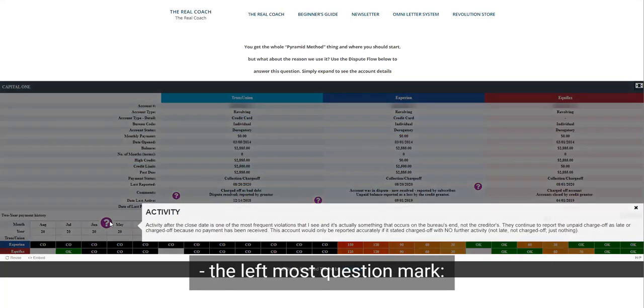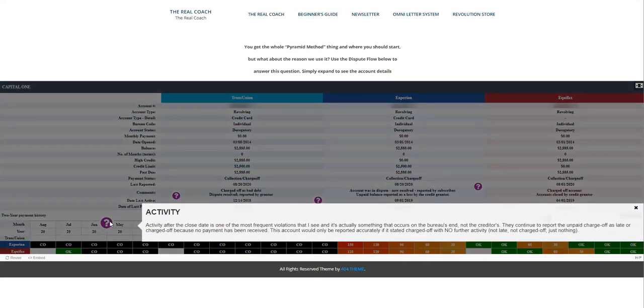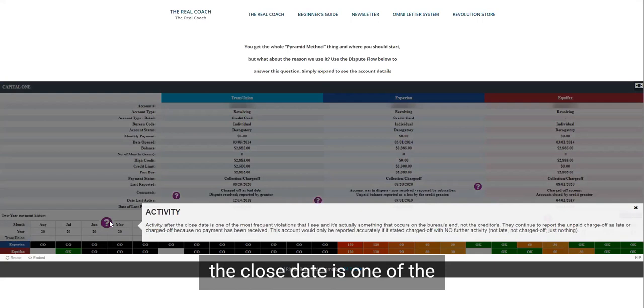So let's click on that, the leftmost question mark. Activity. So the activity after the close date is one of the most frequent violations that I see, and it's actually something that occurs on the bureau's end and not the creditors. So they continue to report the unpaid charge off as late or charged off because no payment has been received. This account would only be reported accurately if it stated charged off with no further activity, not late, not charged off, just nothing.